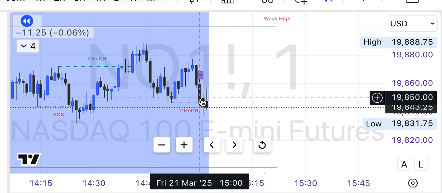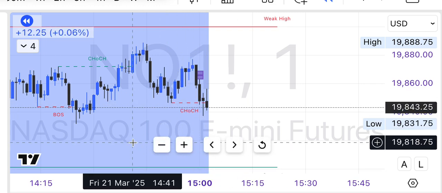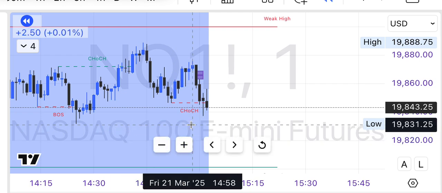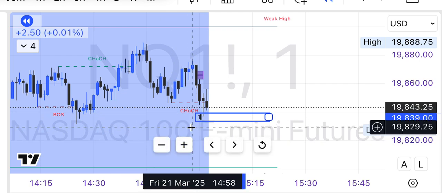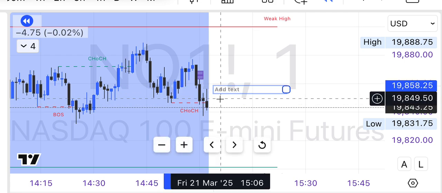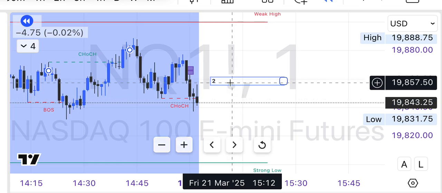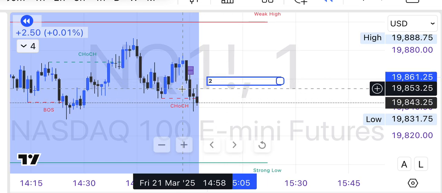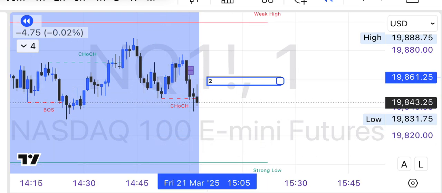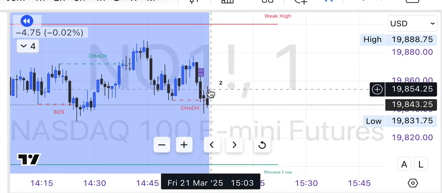See, we got our change of character here, and that gives us our 1, which is over here, and also it gives us our 2. With this pullback of this candle, we got our 2. So now what we should do, there's an imbalance here, as you can see. Maybe it's visible to your eyes, maybe not, but there is an imbalance here that is tapped into this one.